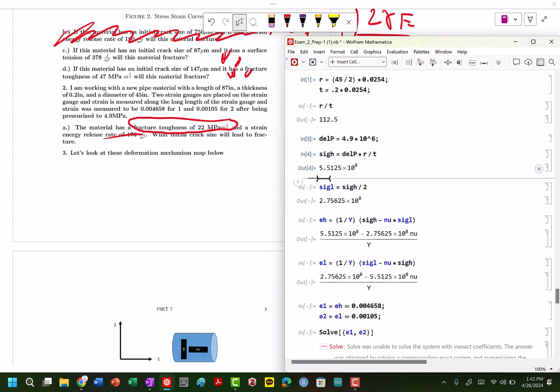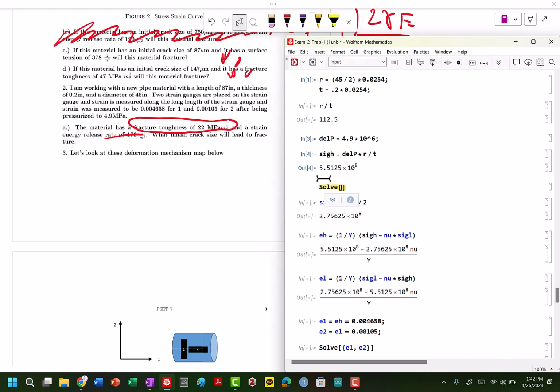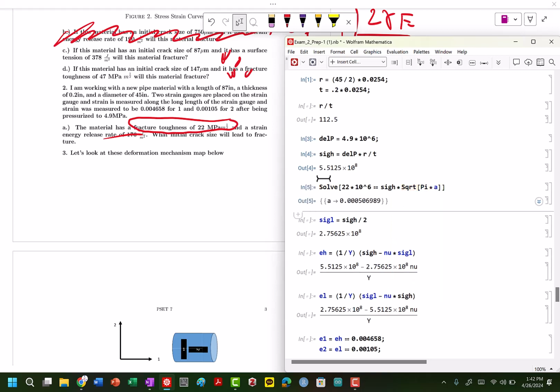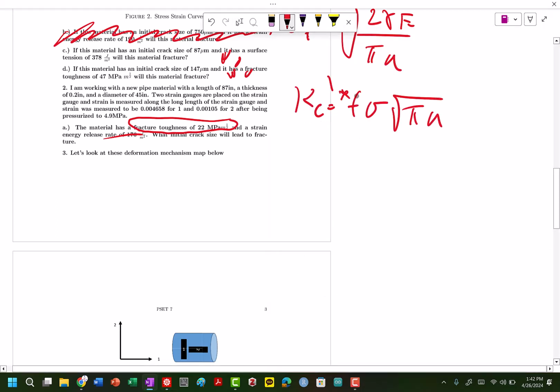So I'm going to ask, what's the crack size that will lead to fracture? I'm going to solve that: 22 times 10 to the 6, set equal to sigma H times the square root of pi times a, and that will be your crack size. We could use either equation here, but for a metal we can't use the Griffith criterion. So we can't use this for Griffith, for a metal or a polymer.